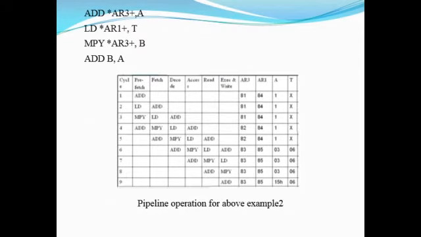First is the addition: the content of AR3 with A, transferring the result into A. Then LD, loading the content from AR1 into temporary register T and incrementing it. MPY, multiplying the content of AR3 with B and incrementing using the post increment operator. Add B comma A means adding the content of B with the content of A, and the result is transferred to A. If I start executing this, each instruction will be in prefetch, fetch, decode, access, read, execute, and write stages.